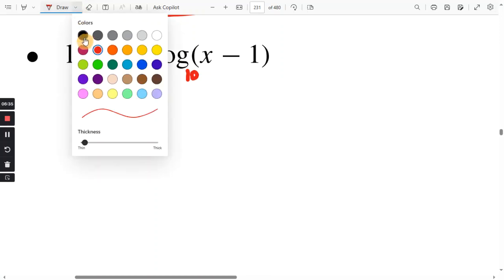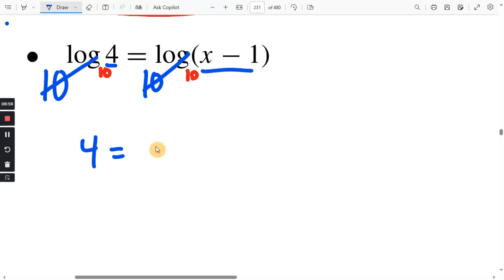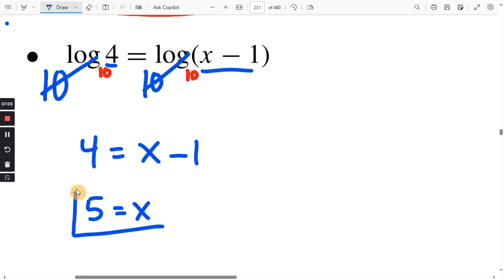And then to prove to you that it works, since the log is base 10, I'm going to make log base 10 of 4 the exponent on the number 10. I want to do that to the other side as well. All right, 10 and log 10 cancel, and we're left with the 4. 10 and log 10 cancel, and we're left with the x minus 1. All right, plus 1 on both sides, and x equals 5.